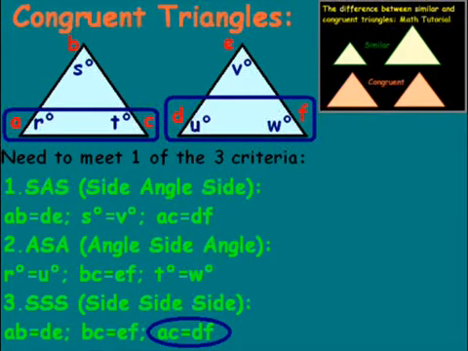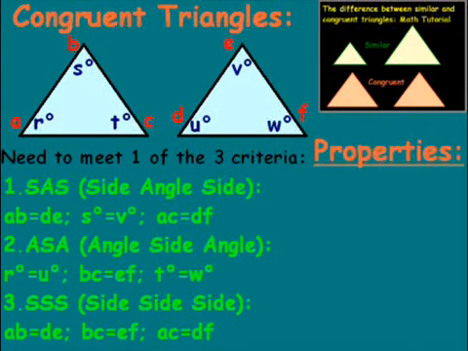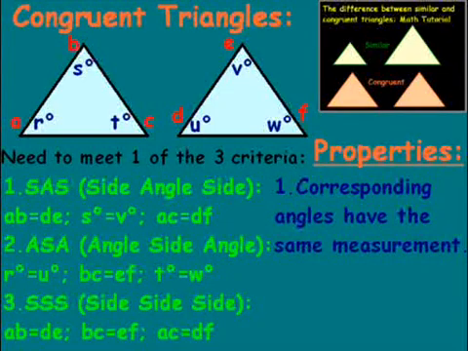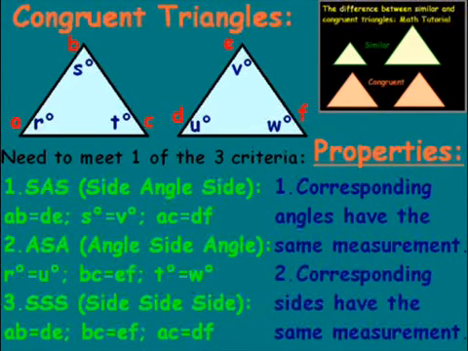And now let's take a look at the properties for congruent triangles. The first property is that corresponding angles have to be the exact same measurement. So that's the first property. And the second property is corresponding sides have to have the exact same measurement. And we're going to take a look at an example here real quickly.